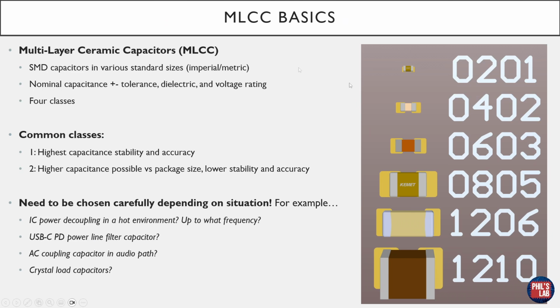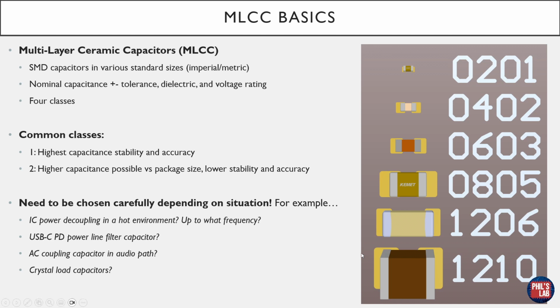All this being said, and all these parameters we do need to take into account, these need to be chosen carefully depending on the situation. For example, choosing a power decoupling capacitor for a high-speed digital IC in a hot environment will be different to choosing an AC coupling capacitor in an audio path, which again will be different to choosing a crystal load capacitor. I'll give you some guidelines at the end of this video, and you'll see how to choose various parameters as we go along in this video.